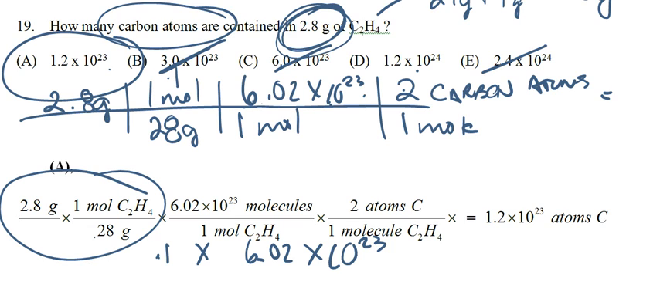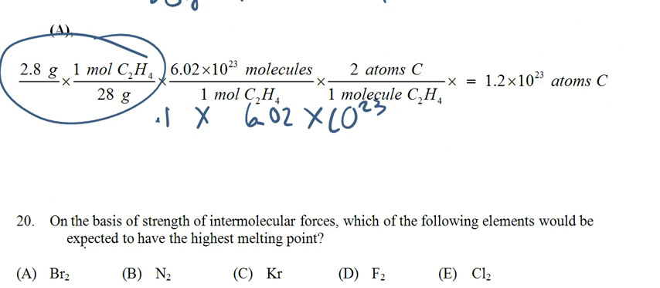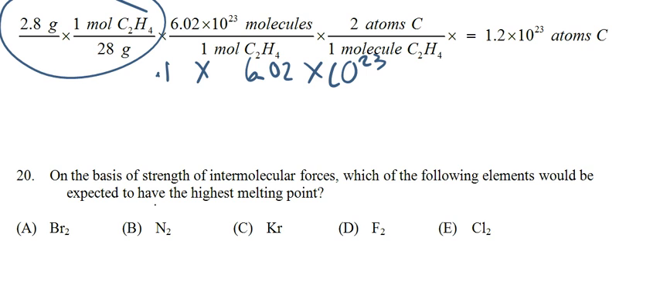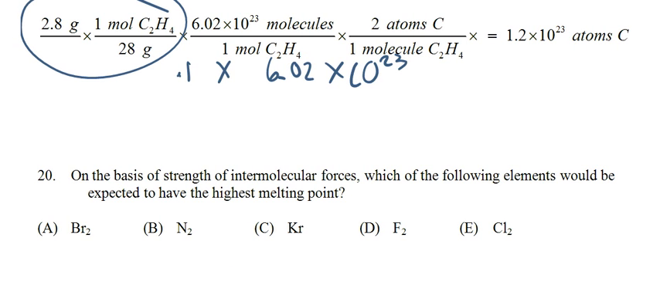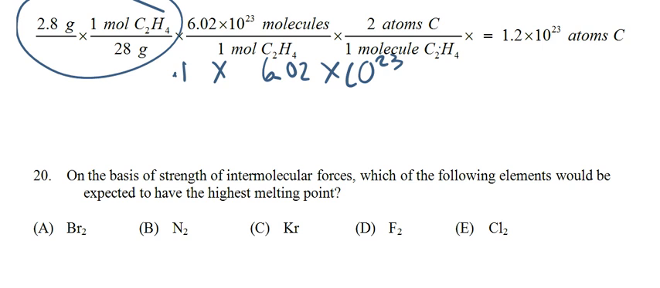All right, one more question on this one. I like these quizzes, I really do, and I hope that they're helping you here. On the basis of the strength of the intermolecular forces, which of the following elements would be expected to have the highest melting point? Now, the one thing that we have to realize when we're looking at a question like this is we have to ask ourselves, first of all, what type of intermolecular forces do we have? Because intermolecular forces tell us the strength of the bonds that will allow us to change from a liquid to a gas, or from a solid to a liquid, whatever the phase change is.